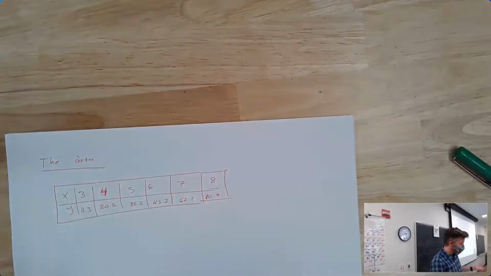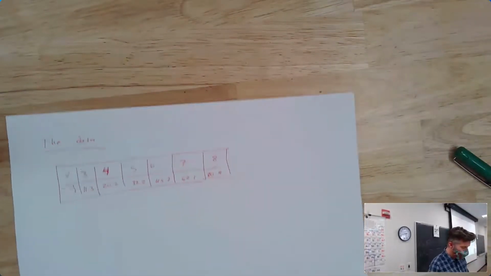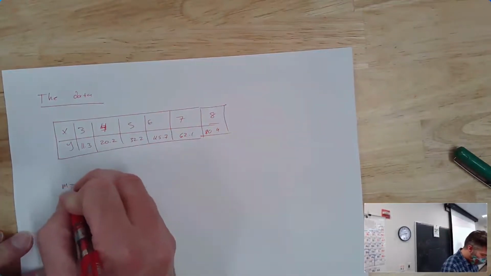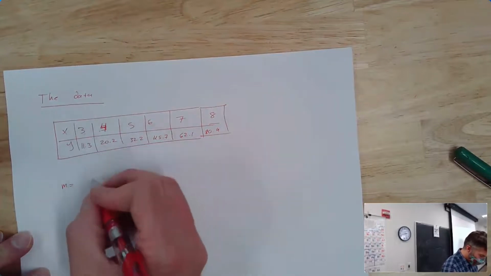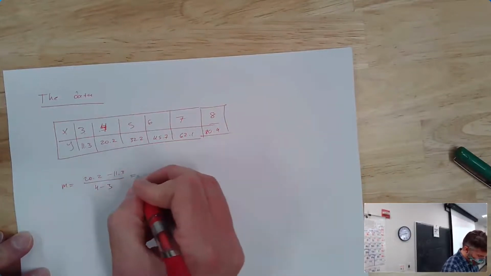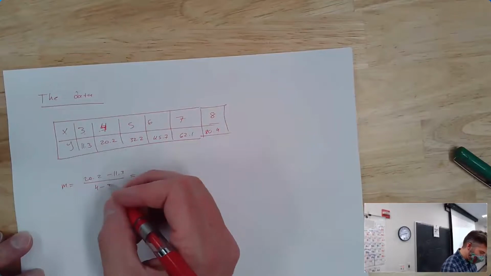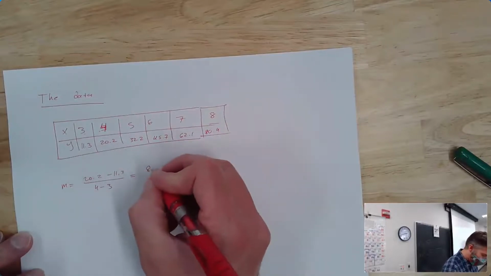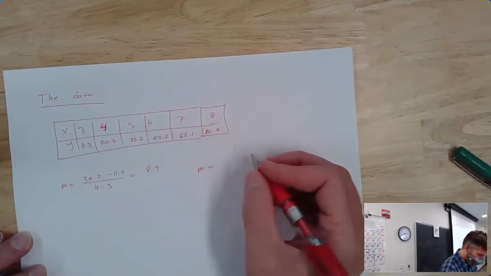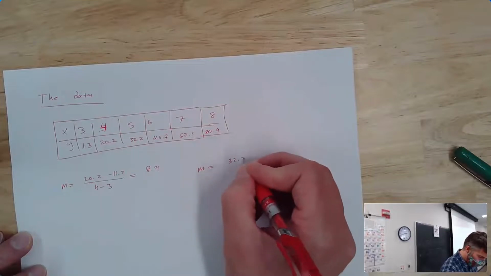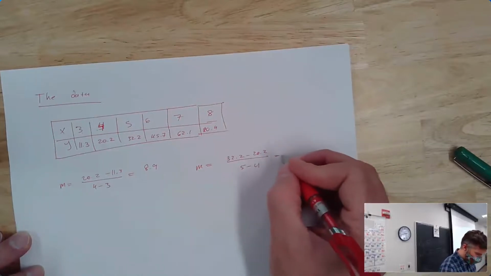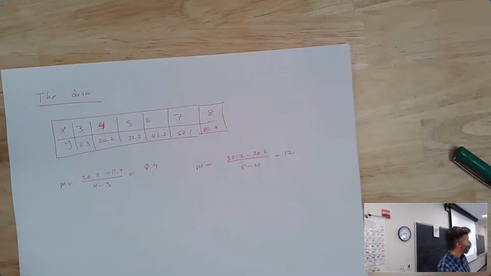Well, the first question is, is it linear? If it was linear, the slope between any 2 points would be the same. So the slope from this point to this point would be 20.2 minus 11.3 over 4 minus 3, which is 8.9. Let's check another one, from here to here. 32.2 minus 20.2 is 12 over 1. Not the same. It's not linear.